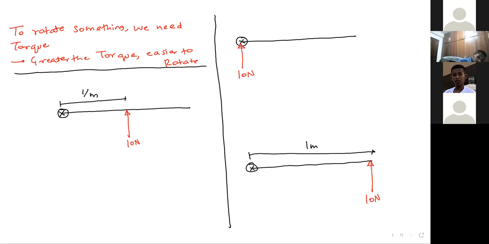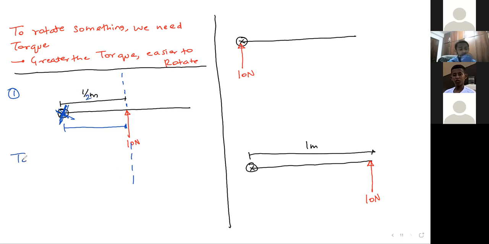So how to find torque in the first example? Very simple. I will first draw my line of action of force. See, this is my line, right? And this is my pivot point. So tell me, can I say this is my perpendicular distance, exactly half meter? Correct?